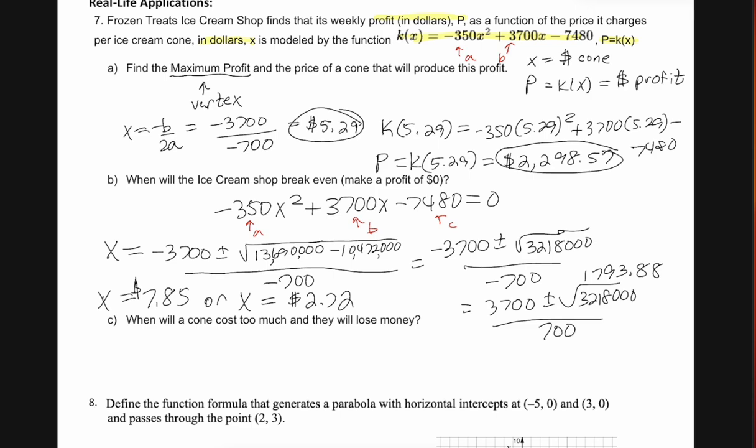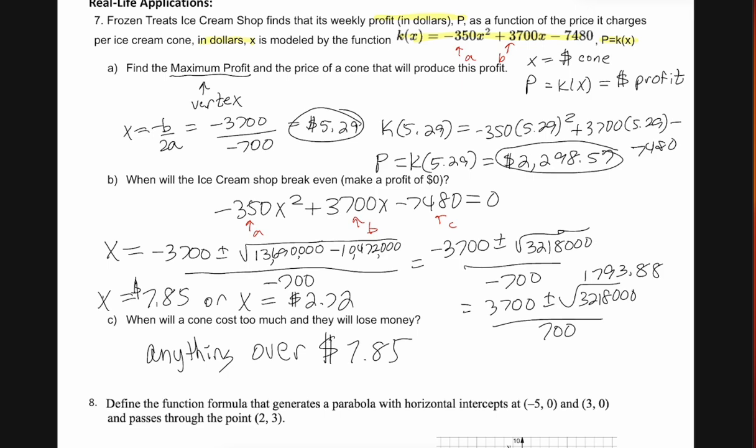So it says here, when will a cone cost too much and they will lose money? So anything over that 785 makes our profits go down into the negative. That's the highest it will be. That's when it's too much.